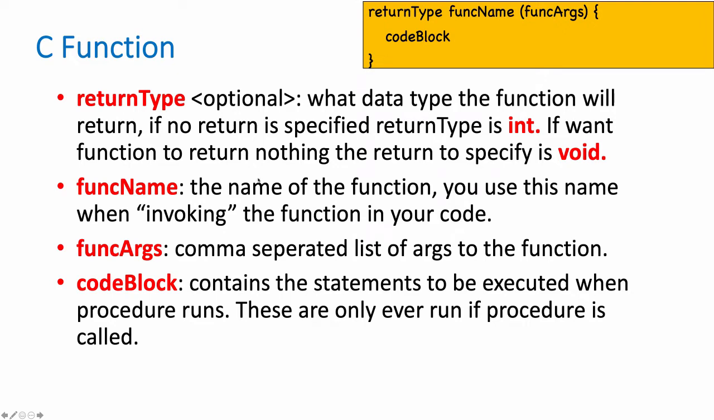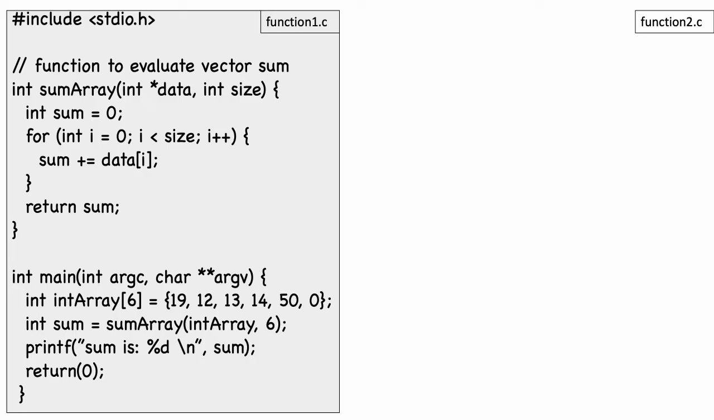So here's an example, a simple function, sumArray, which will sum an integer array. The array is coming in as a pointer, int pointer data, and int size. The result of sumArray is going to be an integer. In the code block inside the curly braces, I'm going to define a variable sum. I'm going to loop over the array and add each component to sum, and then finally when I'm done, I'm going to return sum.